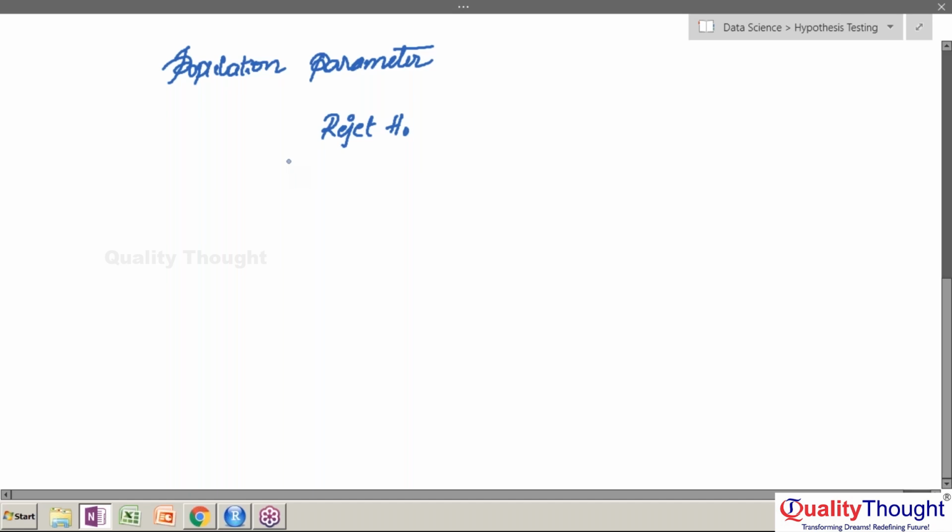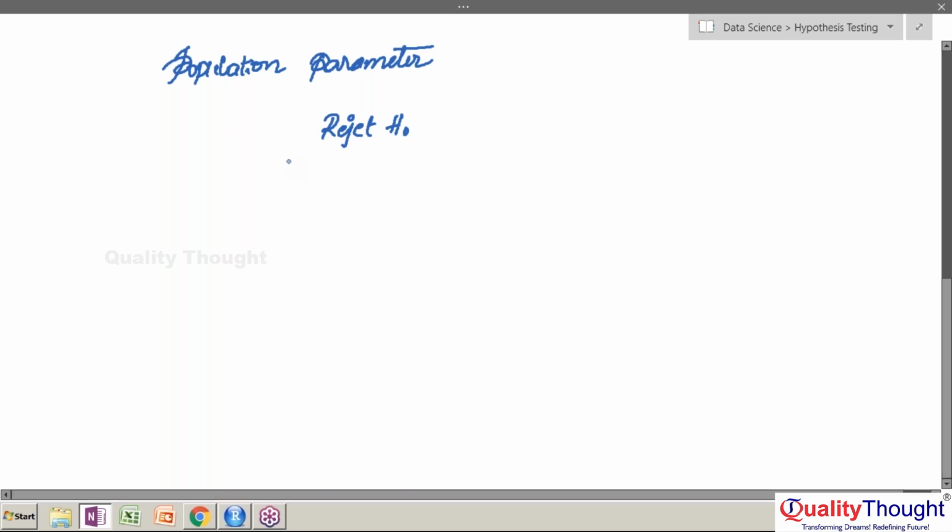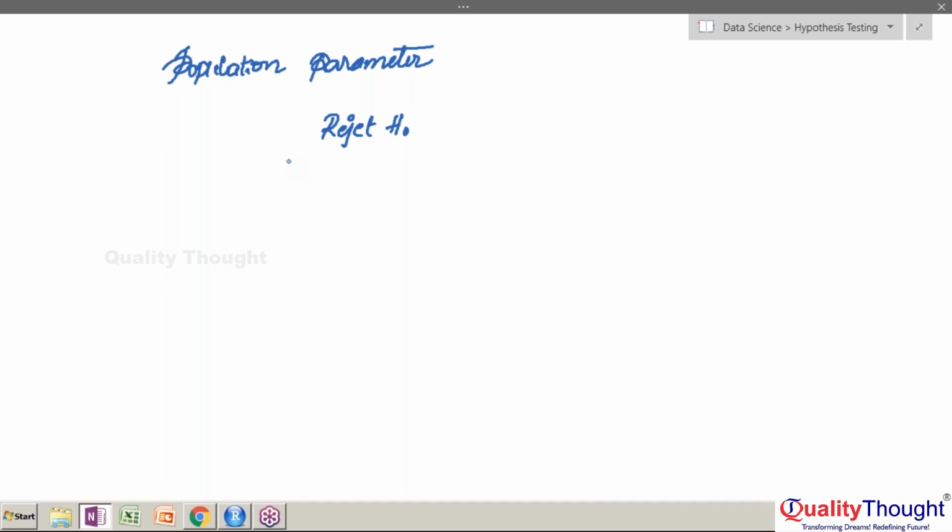Hypothesis testing is nothing but, for example, let me say I'm going to claim I have a notebook shop. I'm going to claim the average price of the notebooks is around 28 rupees. That is my claim actually. I'm telling you that it is a fact, but how can you evaluate that fact? By using hypothesis testing.